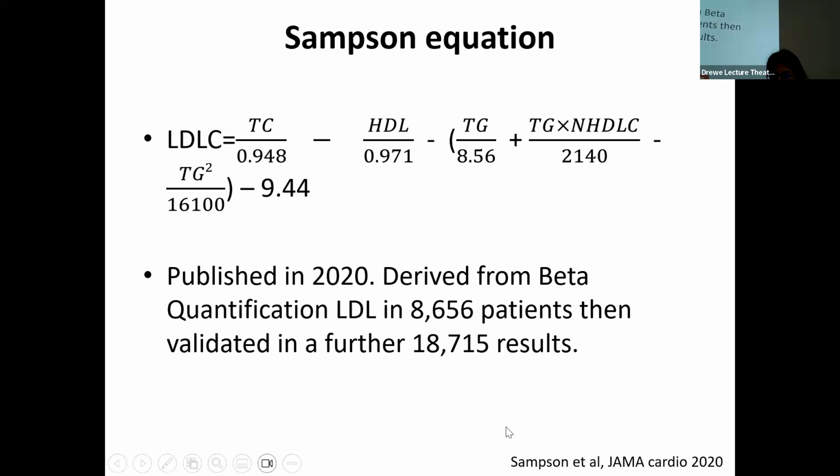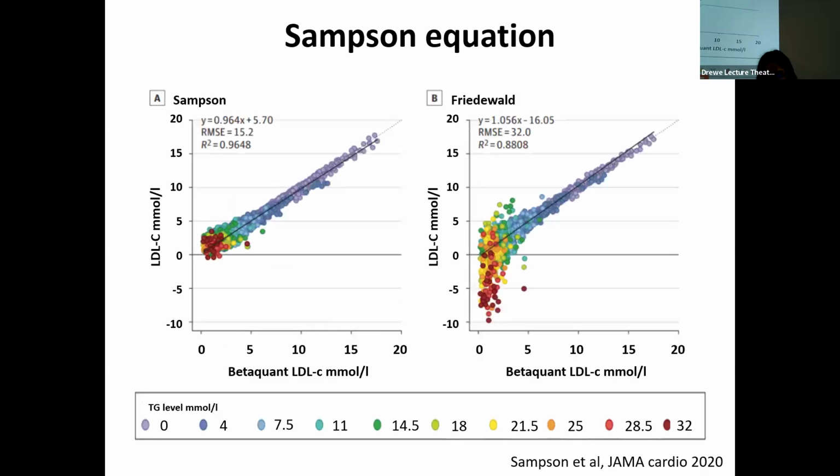So Maureen Sampson is the main author, but Alan Remaley at the NIH was really the sort of senior driving force behind this. And this is the data. So we'll just take you through this. Here on the left, you've got the Sampson, and on the right, we've got Friedewald. On the x-axis, you've got the beta quant. Okay, so you've got the gold standard here on the x, and on the y, you've got the Sampson or the Friedewald calculated LDL cholesterol.